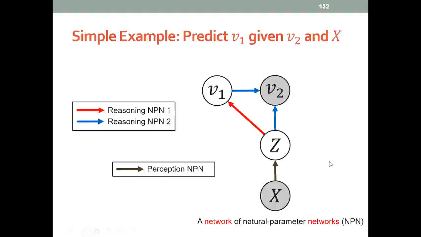As a simple example, imagine we want to predict variable 1 given variable 2 and x. We only need to first feed-forward from x to compute the embedding z, and then we feed-forward with one pass to compute the prior of v1, and then we do multiple passes of backprop to update or infer v1, so that we can get a maximum a posteriori estimate of v1.